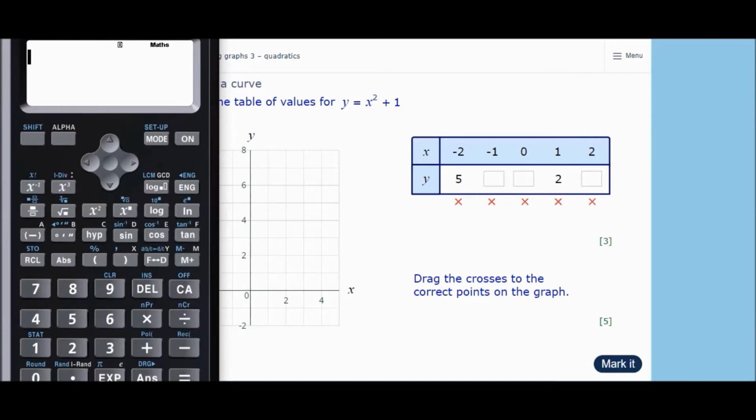I'm going to put in the equation that is in the question. So this is x squared plus 1. So x squared, and then I'm going to go over plus 1. And the value of x I'm going to put into the box in each case. So I'm going to be using the left and right keys quite a bit on the calculator for this one.